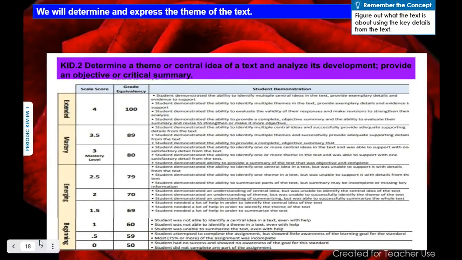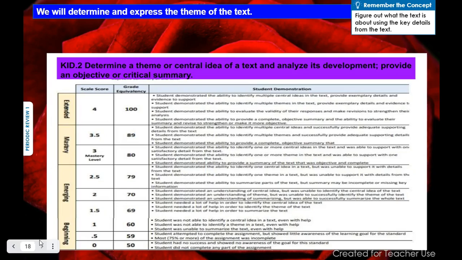Now, let's talk about how you're getting graded. Remember, I told you that I am flipping to a standard based grading system. And so, in order for you to demonstrate mastery to earn a 4 or a 100, you have to demonstrate the ability to provide a complete objective summary. We're going to do one in class today together, and then you're going to do one on your own. And I'm also going to post videos in Canvas to show you how you write the objective summary using our template.